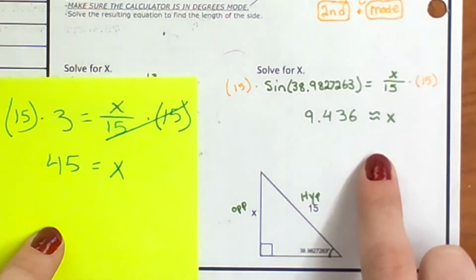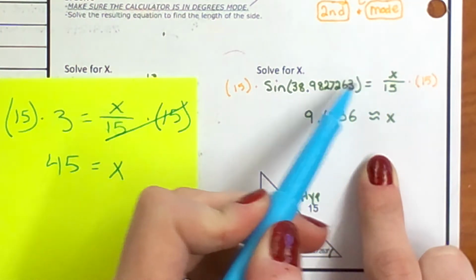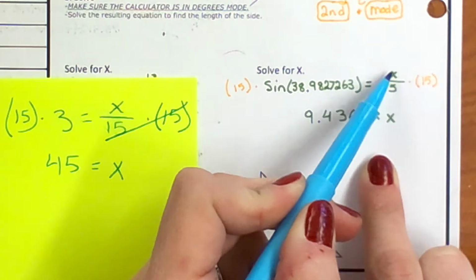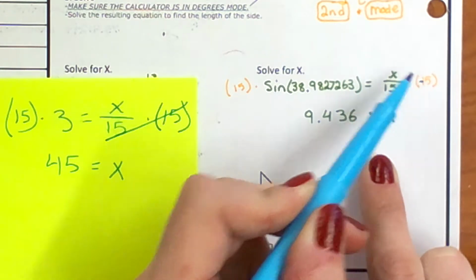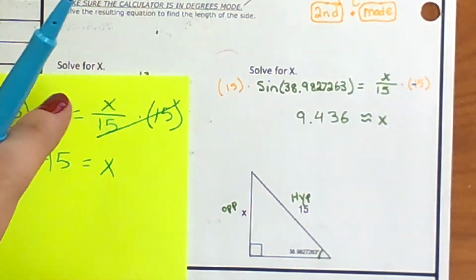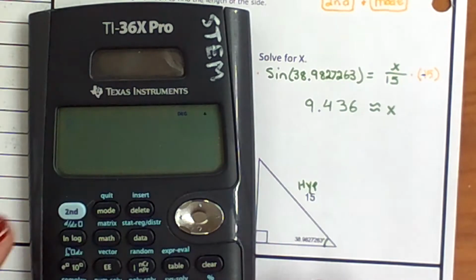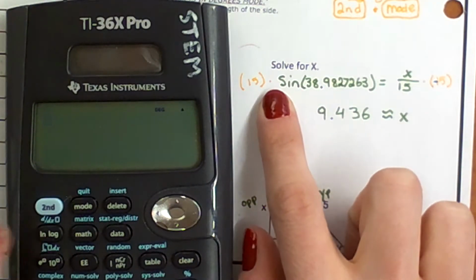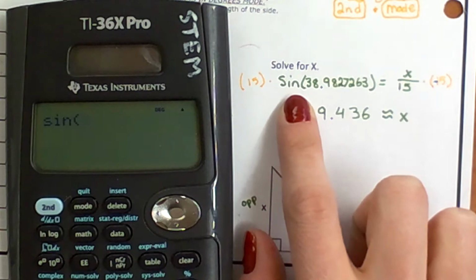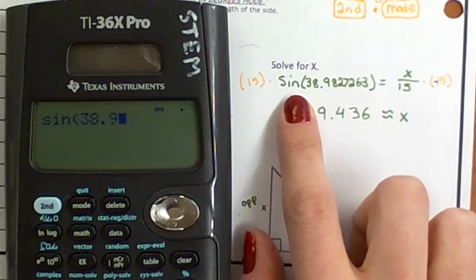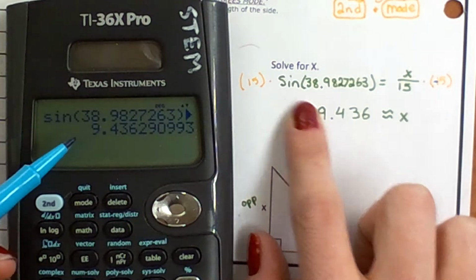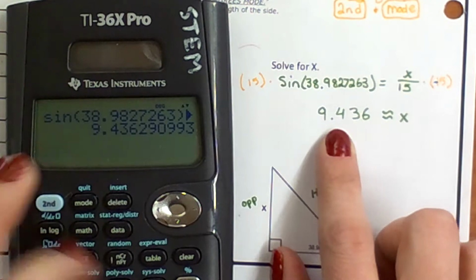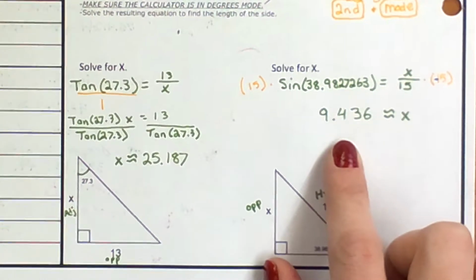So I did the same process over here. Instead of cross multiplying, I used inverse operations. Instead of x divided by 15, I got rid of the 15 by multiplying, and then I did the same thing on the other side. In your calculator you would type in this whole thing: sine 38.9827263, close your parentheses, you have to do that, times 15. That's where I get my 9.436. So you can solve it either way. If you still want to cross multiply, you can.